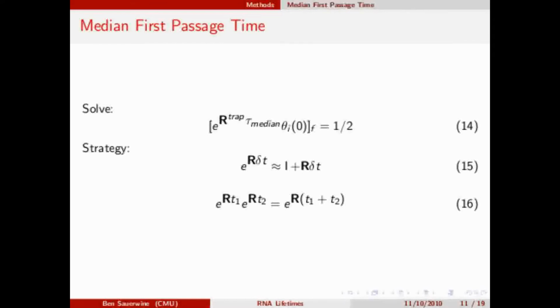Because mean first passage time is so difficult to calculate for an ill-conditioned matrix, we'll instead use median first passage time to compare our Monte Carlo simulation to our exact calculation. The condition we're solving for is a little bit different there in equation 14, but it has the advantage that we can just multiply the matrix from 15 again and again, and in a strategy of repeated matrix multiplication, we're able to binary search for the median first passage time because our trap state, we know, has monotonically increasing occupation.